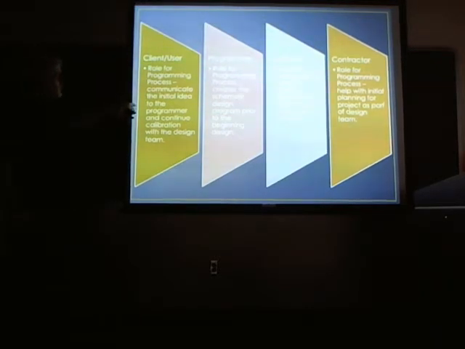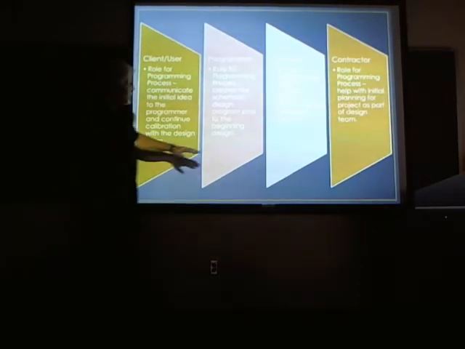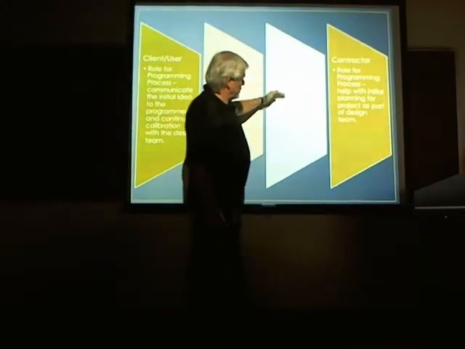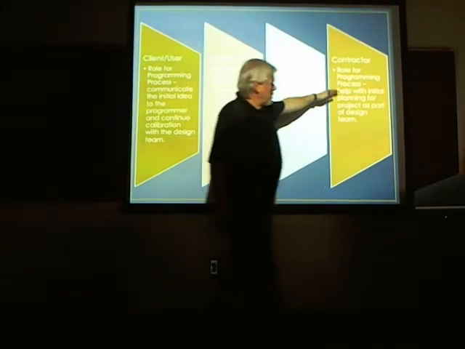This could very simply be the title of the whole diagram: the role of each participant in the programming process. And then it would be client, user, programmer, architect, contractor, and it would just list them in bullets, bang, bang, bang, bang.